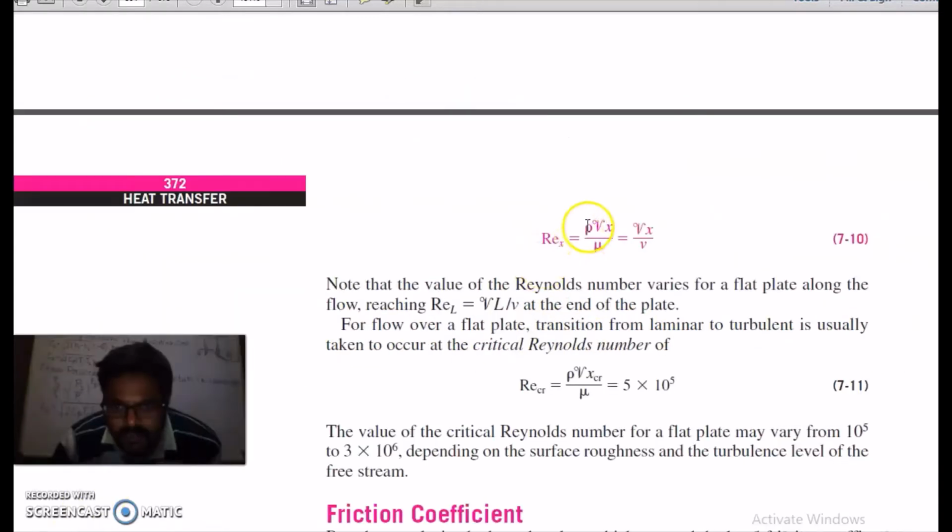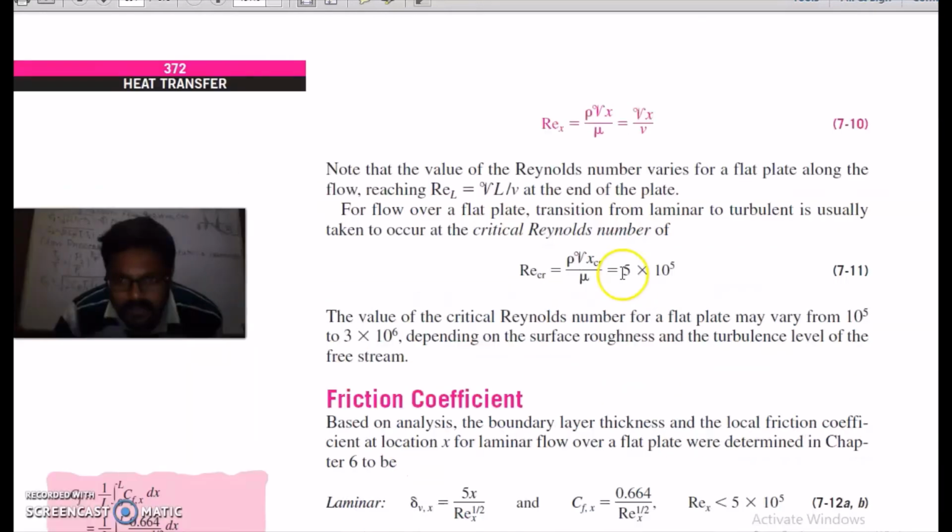So the Reynolds number is a function of density, velocity of the fluid, the plate length, where you have to calculate the Reynolds number, and the dynamic viscosity. For a flat plate, transition from laminar to turbulent is usually taken to occur at a critical Reynolds number, which for a flat plate is 5 times 10 raised to the power 5. It means that if you increase x, your Reynolds number will increase and your flow becomes turbulent.